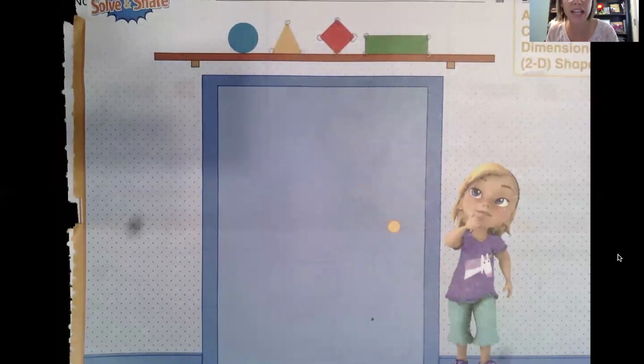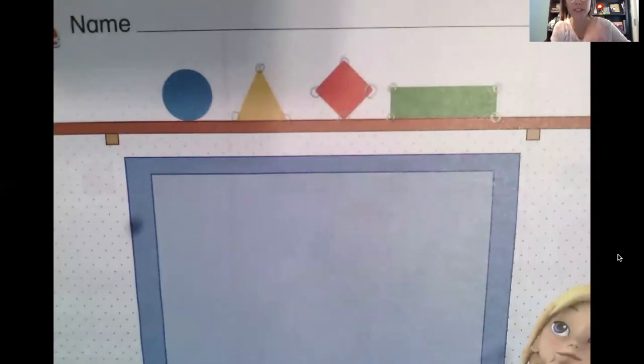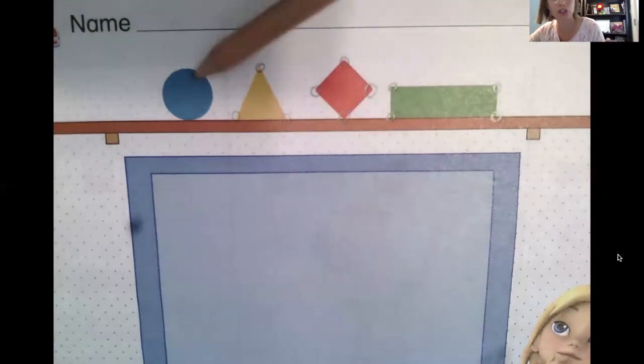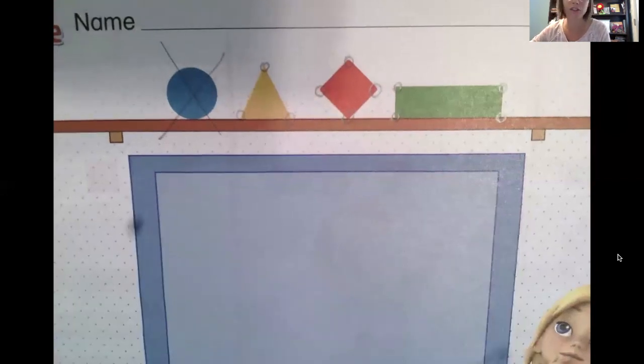That means each side is the same length. None of the sides are longer and none of the sides are shorter. Look at those shapes. Which shape do you think it will be if it has 4 corners, vertices, and 4 sides that are all the same size? None of them are longer, none of them are shorter. Do you think it will be the circle? No. The circle does not have any corners or sides. It cannot be the circle that's hiding behind the door.